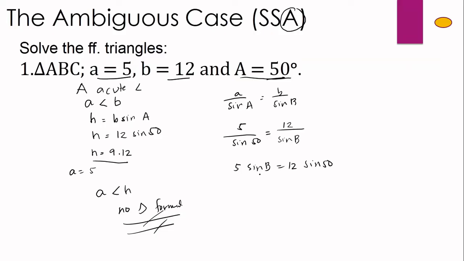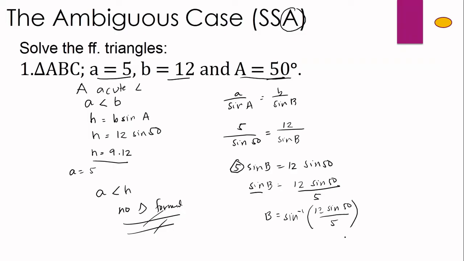Kukunin natin ay yung sine B. So we have here sine B is equal to, using MPE, we will be having 12 sine 50 divided by 5. Saan galing tong 5 na to? Galing dito, using MPE. Kukunin natin yung B. So, yung sine pupunta sa kabila, magiging arc sine or sine inverse. Sine inverse, that is 12 sine 50 over 5.